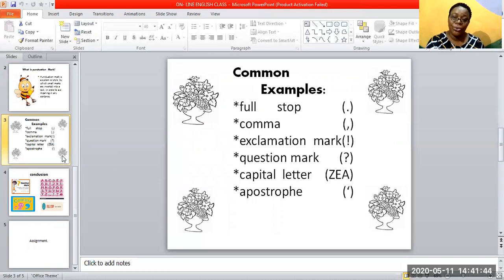Now what you do to bring this matter to a close, this class to a close, is you write a sentence each showing full stop, showing a comma, showing exclamation mark, showing question mark, showing the use of capital letter correctly, an apostrophe correctly in a sentence.